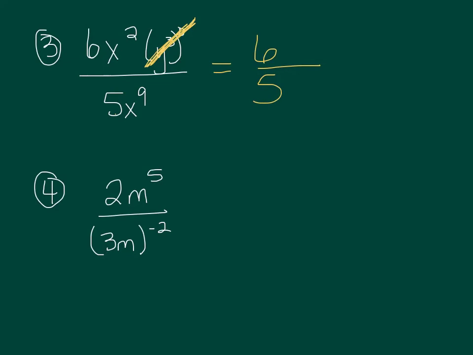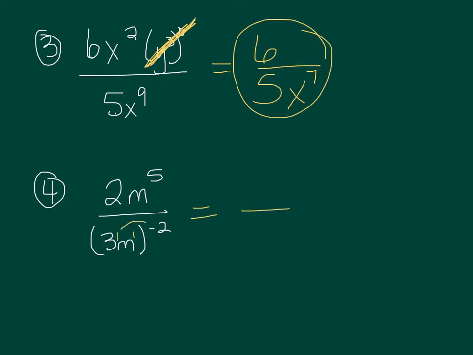Now I have x's in the numerator and denominator, so I'm going to take x to the 9th minus x to the 2nd. Okay, 9 minus 2 is 7, and that x to the 7th is going to go in the denominator because 9 is larger than 2. And that's my answer.